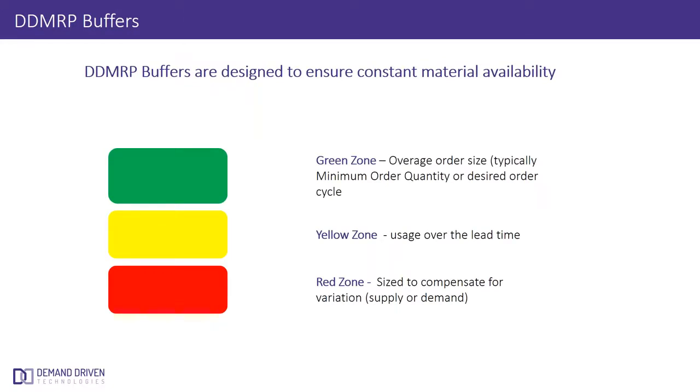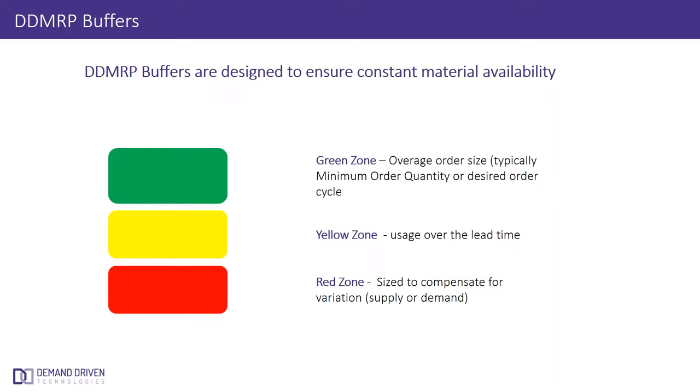The zones are built as follows. The yellow zone is kind of the order processing time. So it's considered as usage over the lead time. If I have an item being consumed in the market at 10 per day and it has a 10-day lead time, then my yellow zone will be 100 units tall. If I place an order at top of yellow, which is the reorder point, the material should arrive at bottom of yellow. Now, what if that doesn't happen?